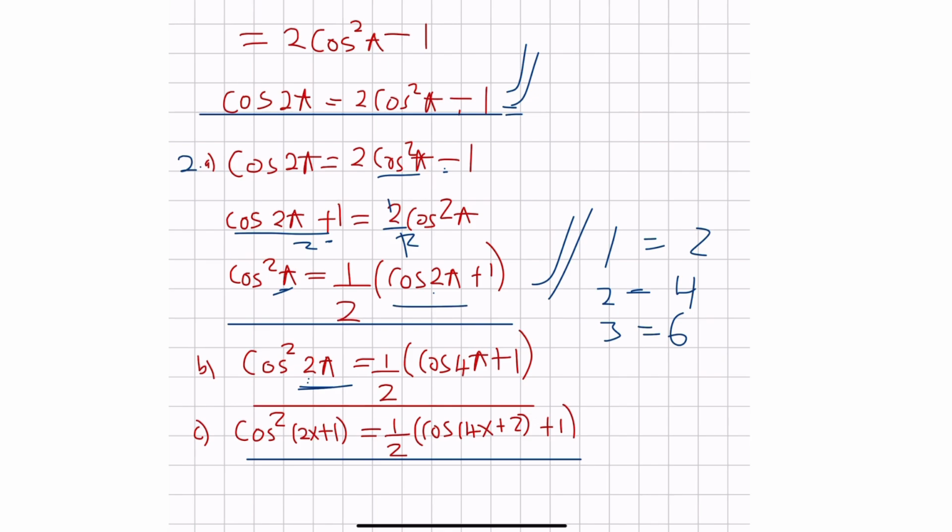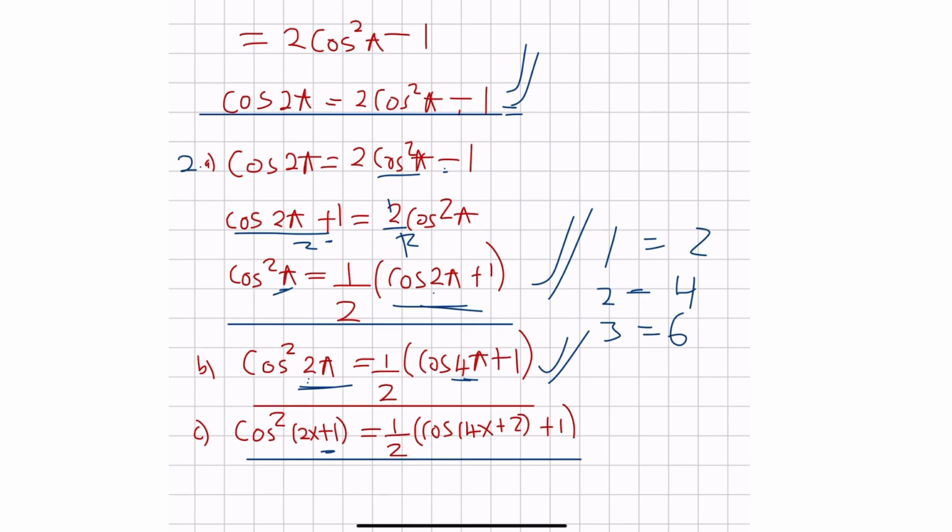We're going to substitute, we're going to get the half, and if we multiply by 2 here, we're going to get 4A plus 1. So this is another identity. So it means that if you are given cos squared 2x, it will be 1 over 2 of cos of 4x plus 1.